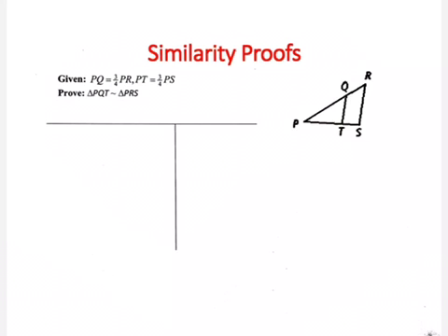So this time we're given that PQ is equal to 3/4 of PR and PT is equal to 3/4 of PS. And we've been asked to prove that PQT is similar to PRS. So the first thing we do is we restate our given.